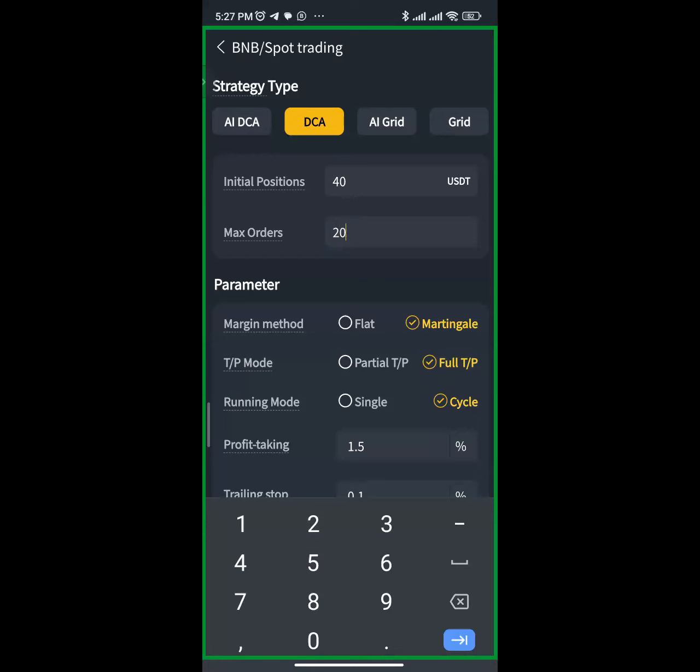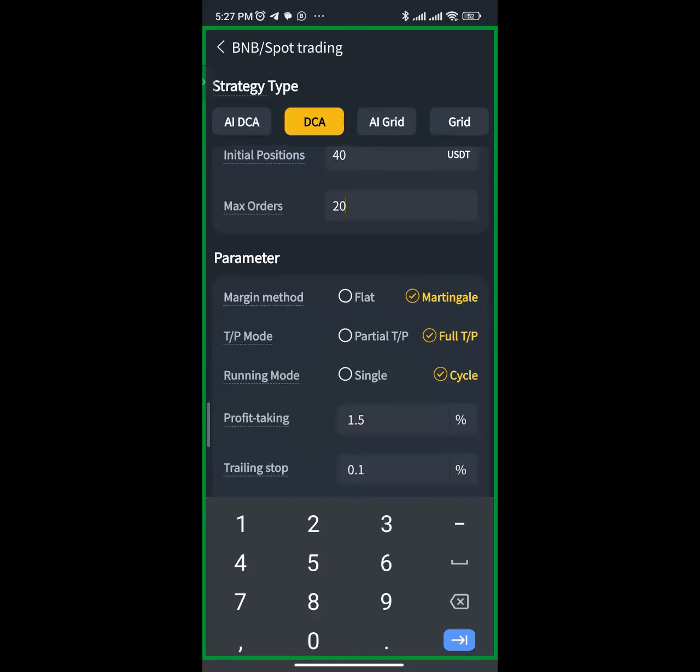So what does that tell me? It means I am willing to invest $800 in this BNB market. But I am not investing my entire money at once. I'm going with the DCA, meaning that my money will be going in $40 per market drop.